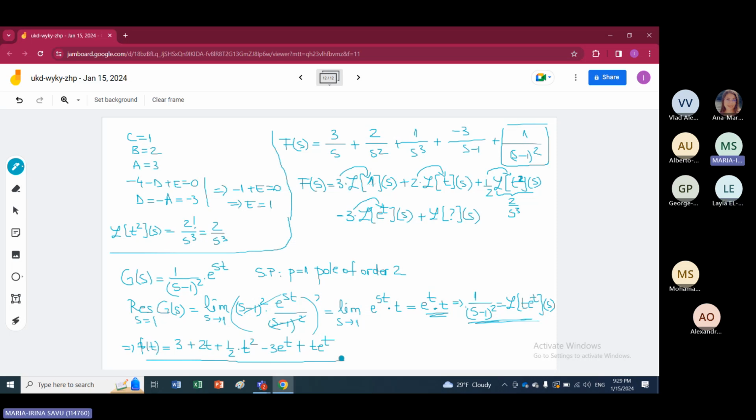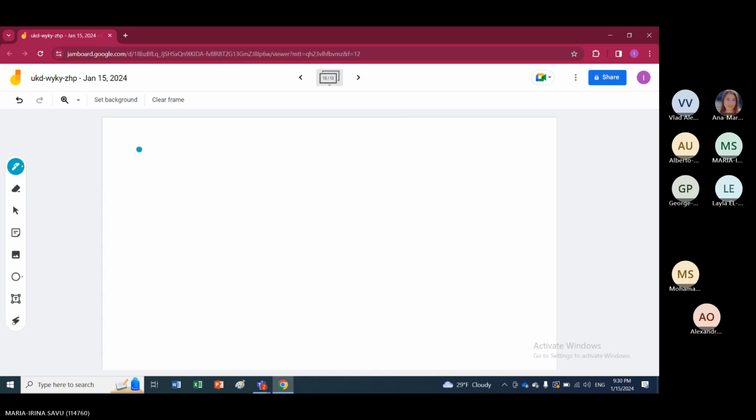This was the combination between the first and the second method. Let's use just the second method to see the difference. So you have the function f of s, which is e at st times 1 over s cubed times (s minus 1) squared.